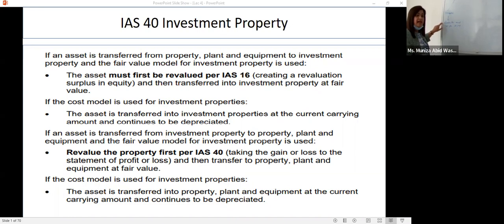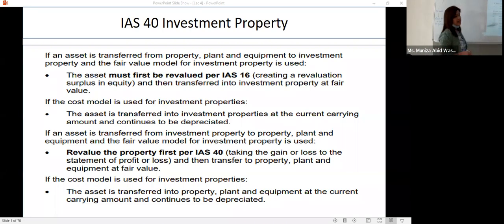And if we are revaluing the asset under IAS 16, then we have to take the revaluation gain straight away to statement of profit or loss. This is what they are telling: revalue the property first as per IAS 40, taking the gain or loss to the statement of profit or loss. Over there, we have taken the loss or gain to the statement of other comprehensive income. And then transfer the property, plant and equipment at the fair value.